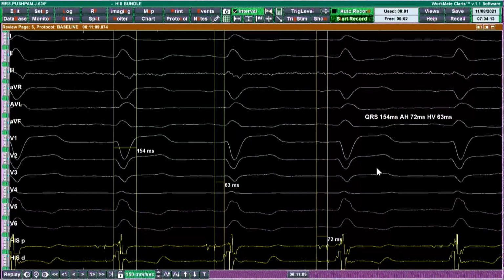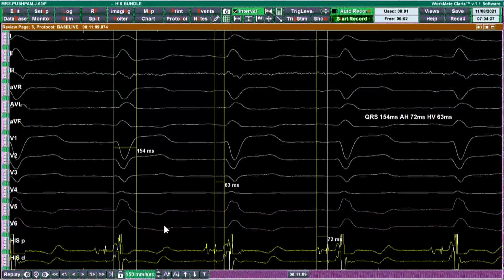Can you ask them to increase the contrast on the EP screen? Yes, sir. Can you increase the contrast on the EP screen? We are not able to see the potentials or the morphology. Just take off the markers.